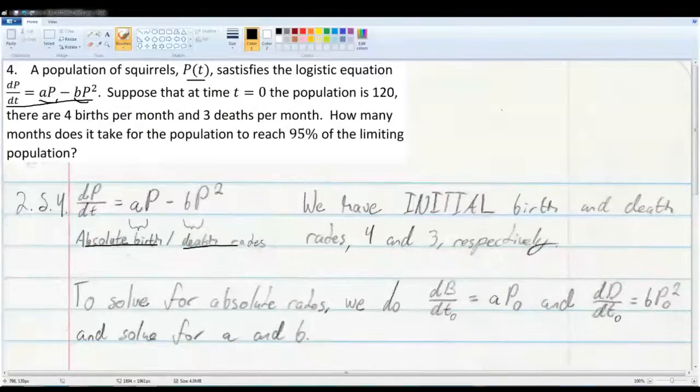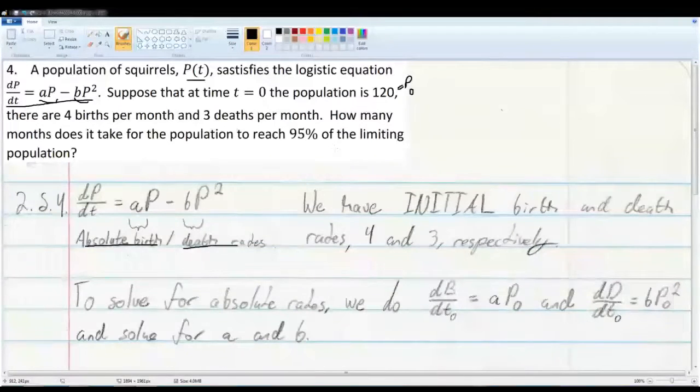And so at time t equals 0, the population, which I'm going to call P0, is 120. And at least the way I'm reading this, still at time t equals 0, there are 4 births per month and 3 deaths per month. So 3 squirrels did not get their daily intake of nuts and dropped dead. How many months does it take for the population to reach 95% of the limiting population?